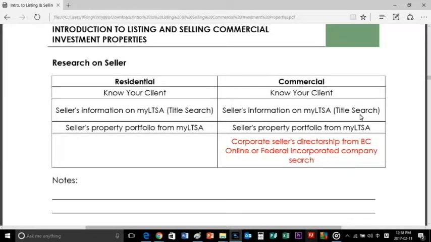Research on seller. Residential, know your client. Commercial, same. Seller's information on my LTSA title search, and commercial has same. Residential has seller's property portfolio from my LTSA. Commercial too. Commercial also has corporate seller's directorship from BC Online or federal incorporated company search.